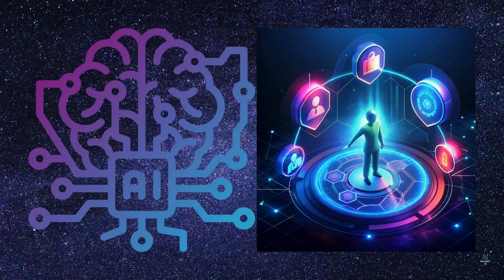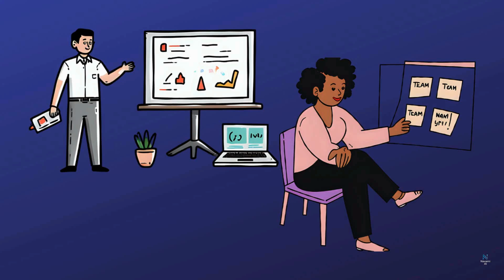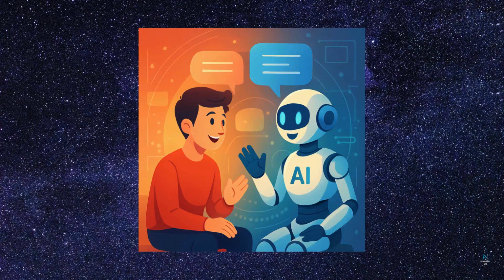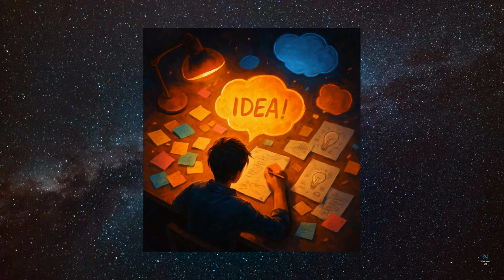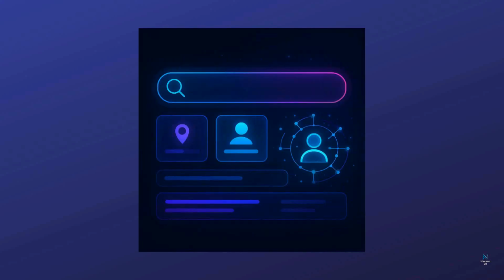Today we are kicking off our new AI productivity tools series, and first up we are exploring Notion AI. So what exactly is Notion AI? It's an AI powered assistant built right into the Notion app. You can think of it as a blend of ChatGPT, your notes and your team's workspace all rolled into one. You can chat with it, brainstorm ideas, automate repetitive tasks, and even use it as a context-aware search engine.